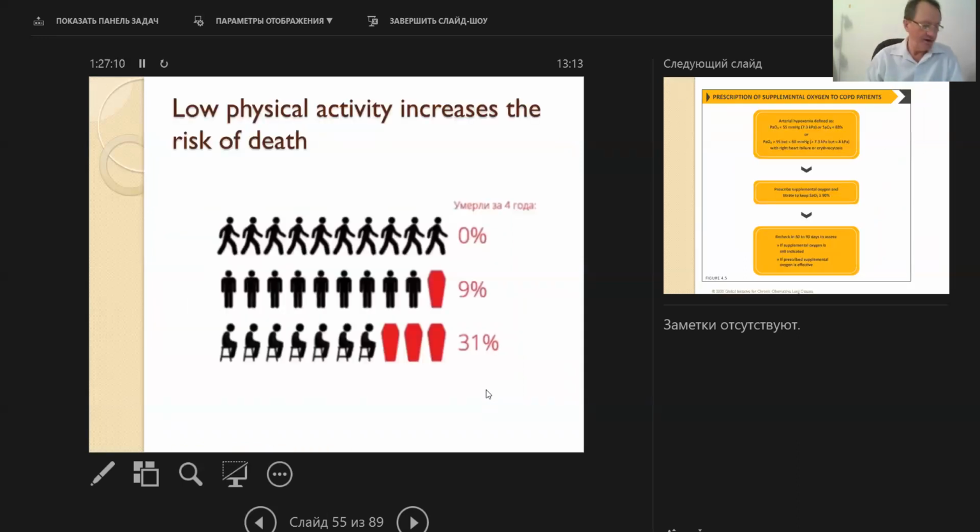Very important, a patient with COPD should be recommended physical activity. You can see that in patients with physical inactivity during 4 years, there is 31% mortality. Patients who have good physical activity have 0% mortality. That's why stopping smoking is the A grade level of recommendation.